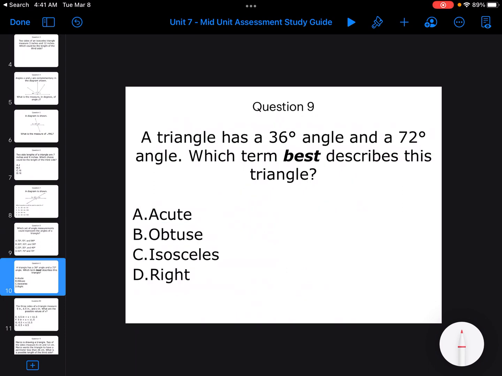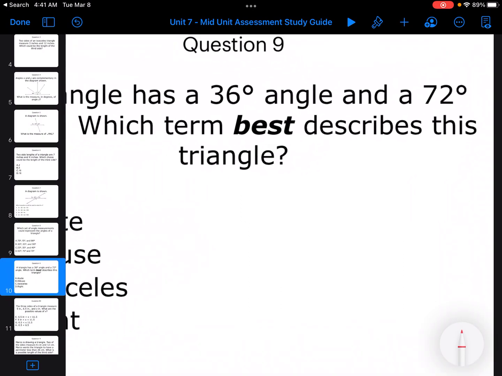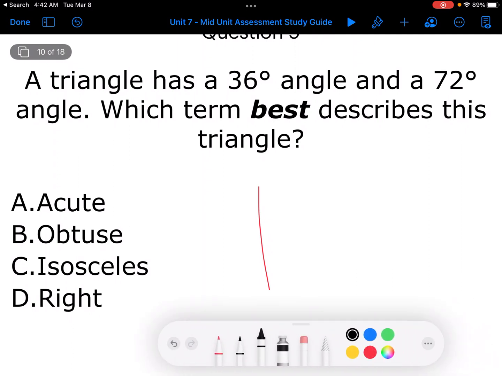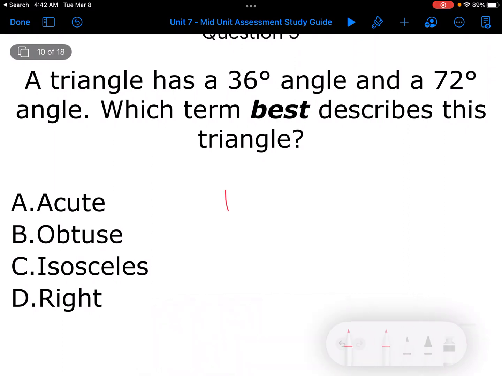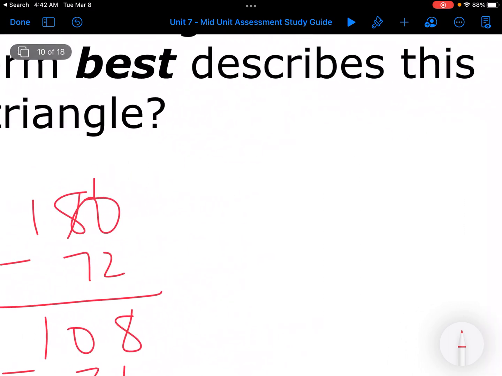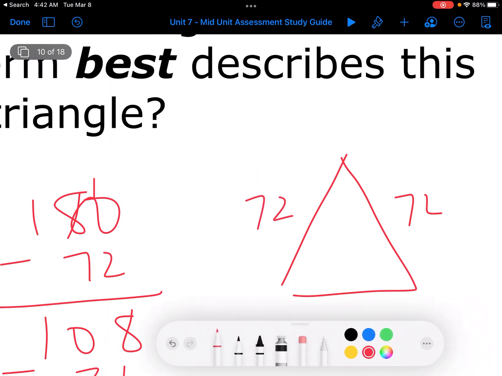A triangle has a 36-degree angle and a 72-degree angle. Which term best describes this triangle? Well, I have to figure out what the third angle is to really be able to describe it. So I know that I have 180 minus 72 minus 36. So my answer is 72. So I have a triangle that's 72, 72. Oops, that's not what I meant to do.